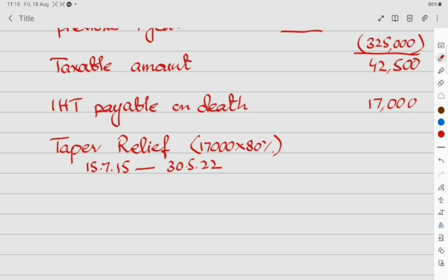So 17 eights are 136, so it is 13,600, which is the relief. Due to this relief, the amount of tax would reduce to only 3,400. That is the IHT payable on the death, which is also known as death tax.